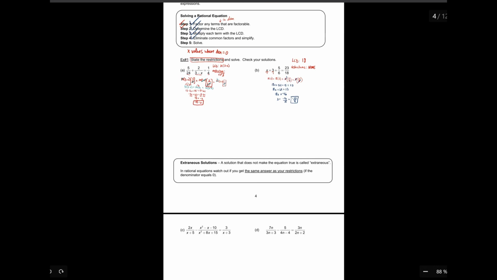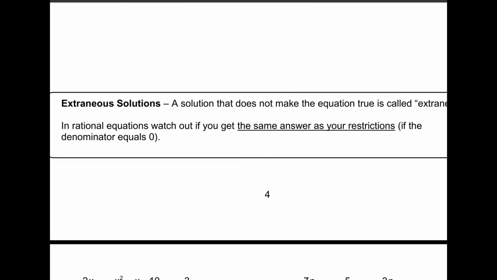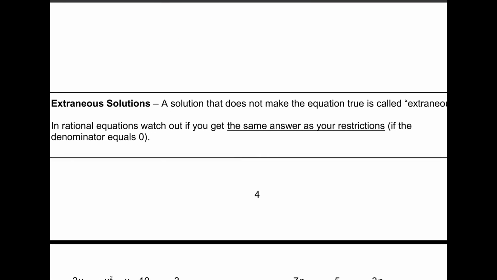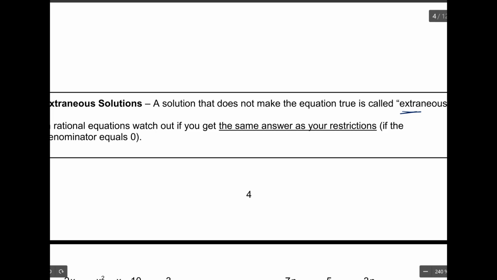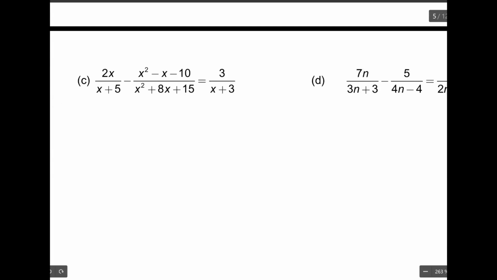Perfect. Do part C. Nope, there's no part C. Trick play. Extraneous solutions. A solution that does not make the equation true is called extraneous because it's extra. It's not an actual one. So in rational equations, watch out if you get the same answer as your restrictions. If the denominator equals 0, it's no bueno. Because that'll be extra. It's just trying to trick you.